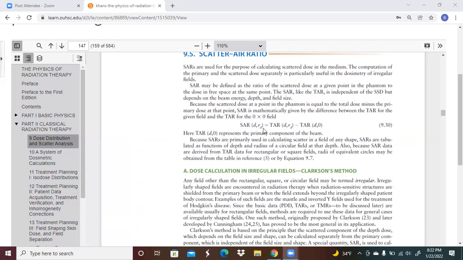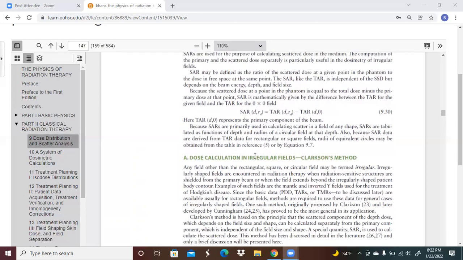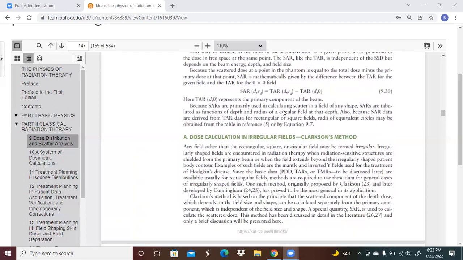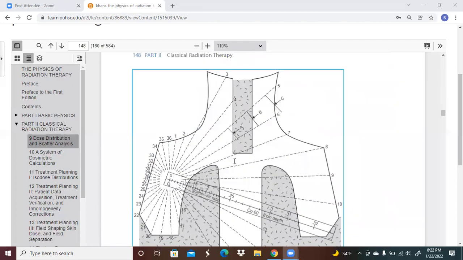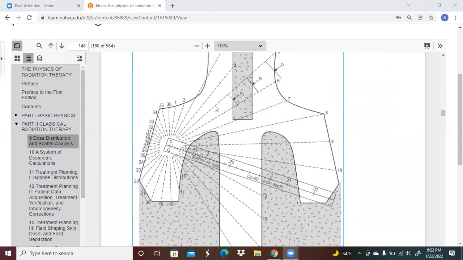So the scatter error ratio at a particular depth with a particular reference field size is going to be the tissue error ratio minus the tissue error ratio for the primary beam. This is going to be used in calculating scatter in a particular field shape. These are tabulated as functions of depth and radius for a particular circular field. Because the SAR data are derived from TAR data for rectangular and square fields, the radii of equivalent circles may be obtained from certain equations.